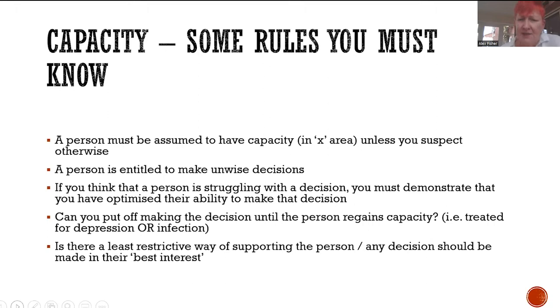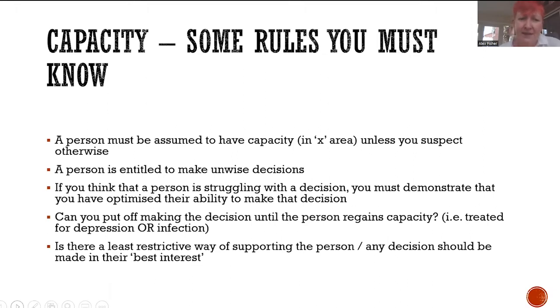If you think that a person is struggling with a decision, you must demonstrate that you've optimized their ability to make that decision. Can you put off making the decision until the person regains capacity? For example, would they normally make this decision, so therefore are they depressed? Or actually, if it's come on acutely, perhaps there's an infection in the way. That needs to be looked at.